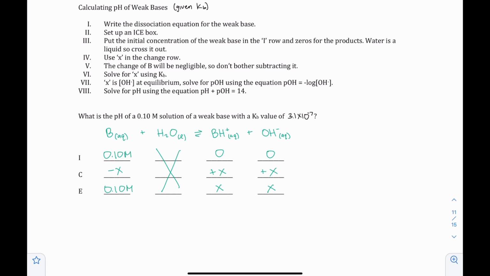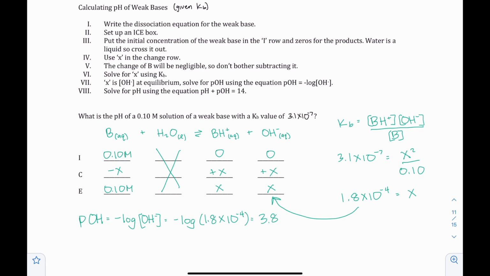Assume the change for the base is negligible because weak acids and bases don't dissociate very much, so don't even bother subtracting it. Then solve for X using the given K. X is the concentration of hydroxide ions, so use the equation pOH equals negative log of hydroxide to solve for pOH. Then subtract pOH from 14 to solve for pH.